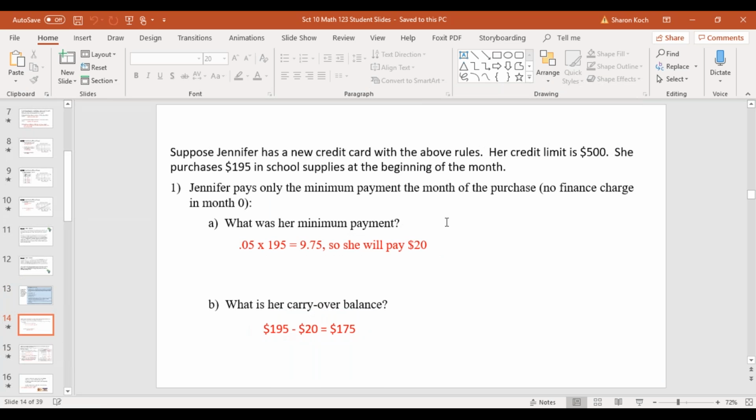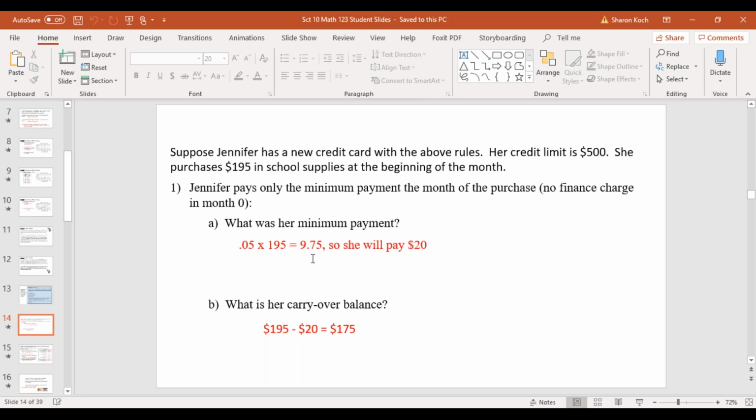All right, so we're going to say Jennifer has this new credit card with those rules. Her limit is $500, and she purchases $195 in school supplies at the beginning of the month. What's her minimum payment going to be? In this case, it's either 5% or $20. So we figure out what 5% is. 5% in the form of a decimal is 0.05, and that's $9.75.